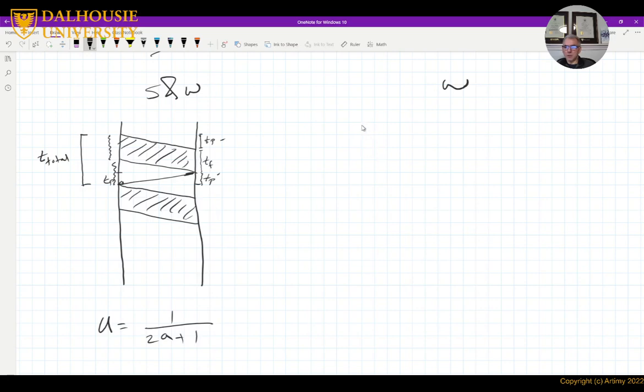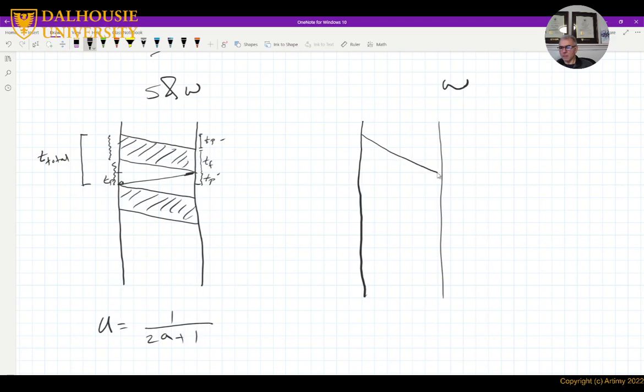And for the window size, I'm going to have my lines again. Okay. Let me try to make the lines better. All right, not much better, but anyways, let's have an assumption here that the frame size is actually less than the propagation time. The transmission time of the frame is less than the propagation time.